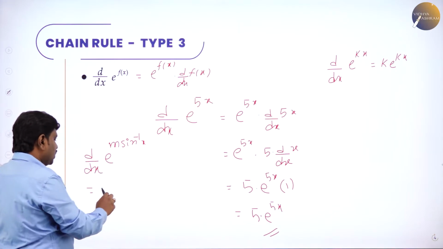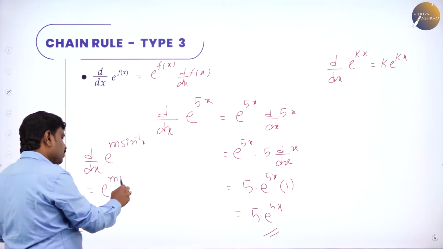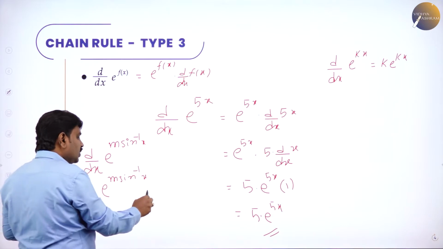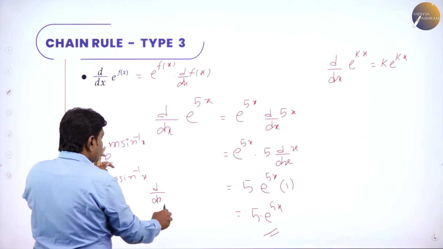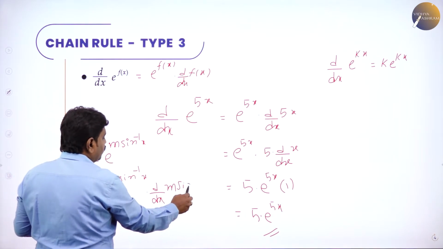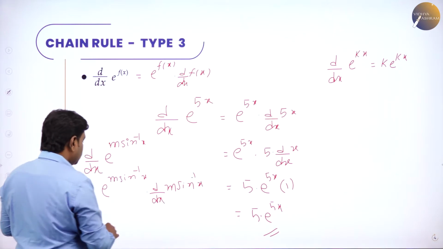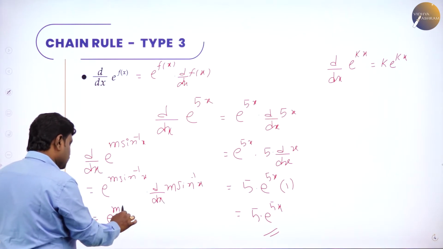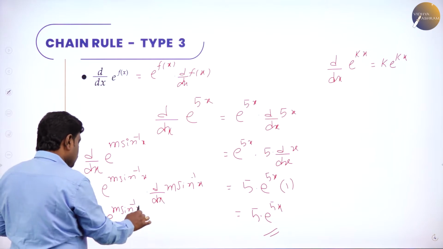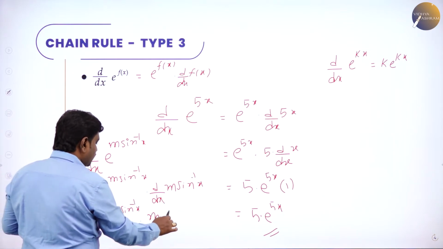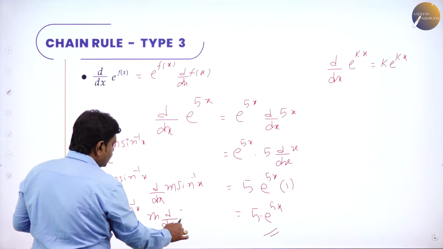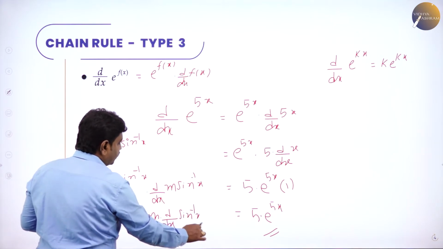So it will become e power m sin inverse x into d by dx of m sin inverse x. All of you know m is what? Constant. Take it out. So e power m sin inverse x, m is constant, take it out and apply d by dx for what? Sin inverse x. I hope all of you know the formula for sin inverse x.